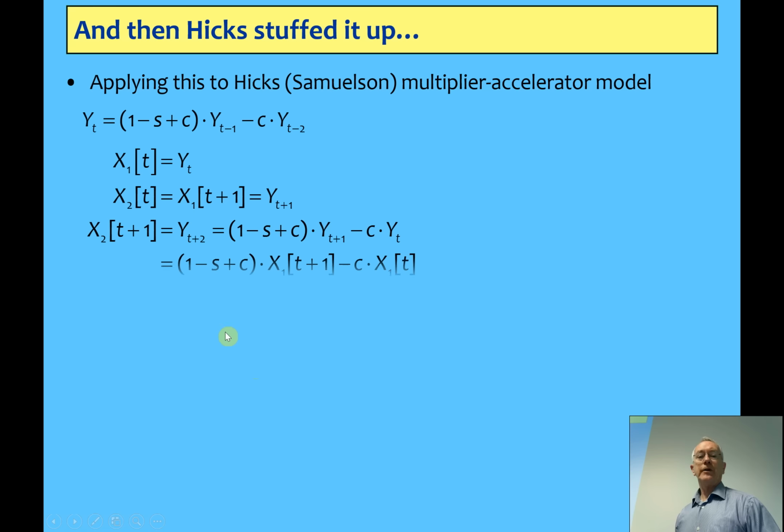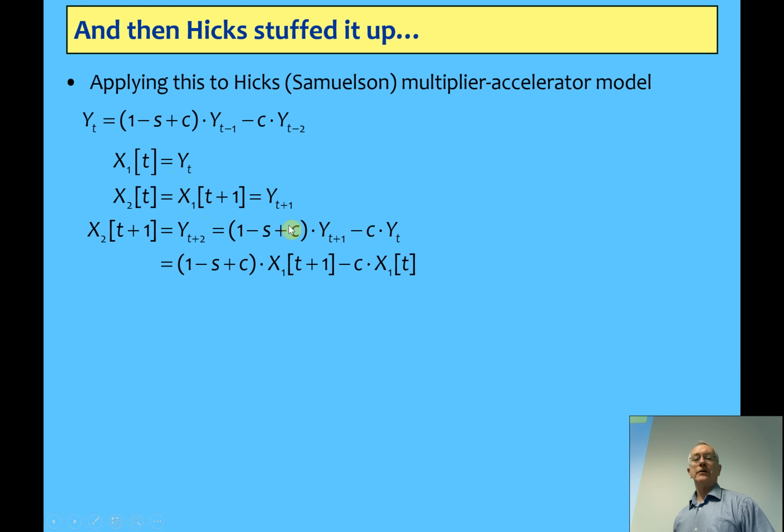You then convert: x1 of t is y at t, and x2 of t is x1 at t plus 1, which is y at t plus 1. x2, which is the second element in the matrix, at t plus 1 is y at t plus 2. So those are the two conversions you're doing. There's x1 defined and then x2 defined, and you're then working through the conversion. So x2 at t plus 1 is y at t plus 2.